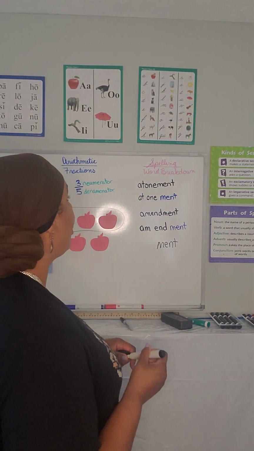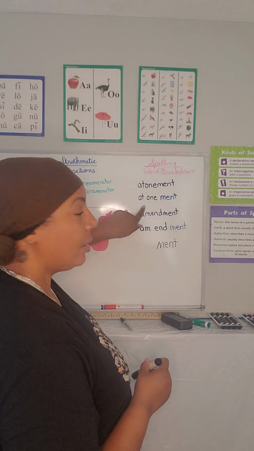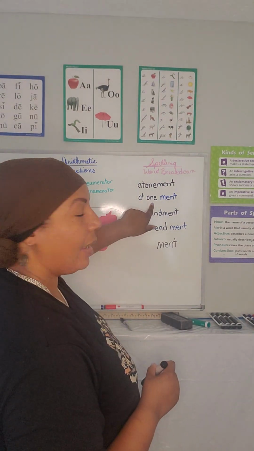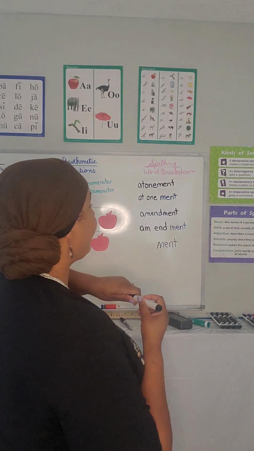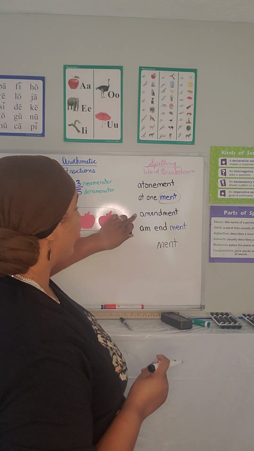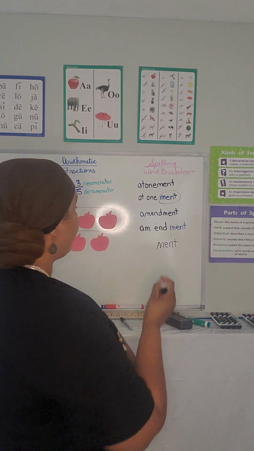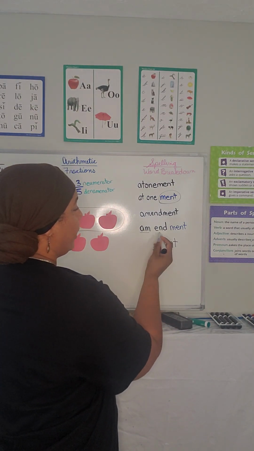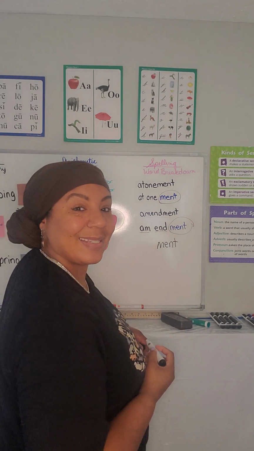Right? So for atonement, I just use at, and then I use in blue letters mint to emphasize this is the special sound. For this next word here, it's amendment. So I used amend and then our special sound, mint.